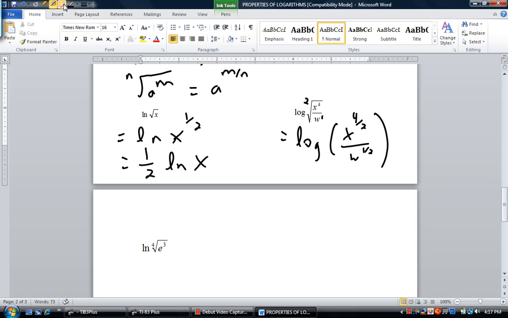Let me erase that, make it a little bit clearer to see in case you're just looking and not really listening. So I'm dividing 2 and the 4, I'm dividing 2 and the 1 because all that is under the radical. So now what I can do is I can think of this as log of, watch this, 4 over 2 is the same as x squared. And then we're going to leave w to the 1/2.